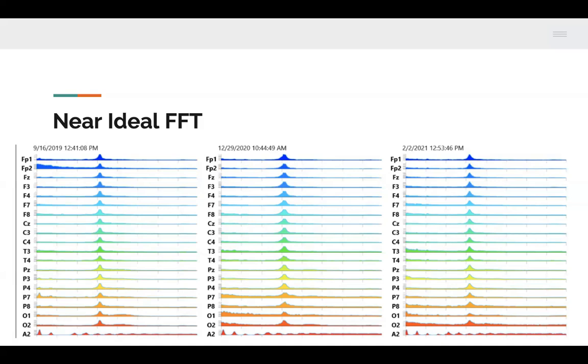FP1, FP2 are the two electrodes right on your forehead, right above your left eyebrow and your right eyebrow. And then FZ is the one kind of where your hairline is in the middle, and then F3 on the left, F4 on the right, F7 further left, F8 further right. So if you had a crown on your head that was in the front of your head, that would be it. And what does the frontal lobe do?